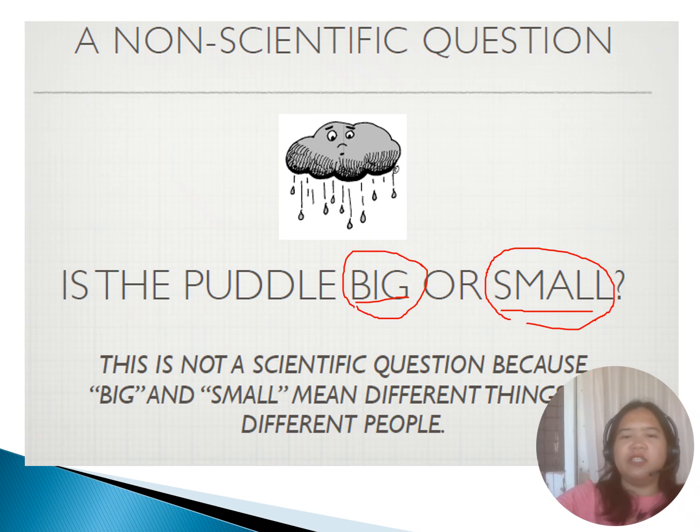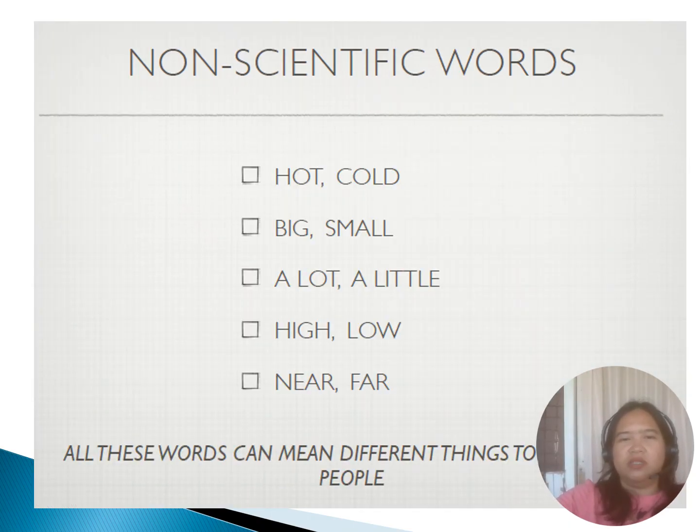Maybe you can be specific, like the weight, the height, the width, the area. Okay? So non-scientific words are these, and you should avoid these words: hot or cold, big or small, a lot, a little, high or low, near or far. So maybe you can be specific, like increase in temperature, decrease in temperature.